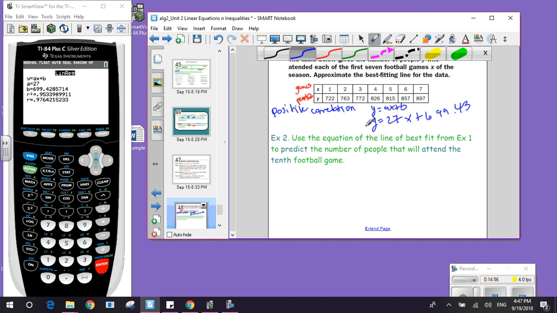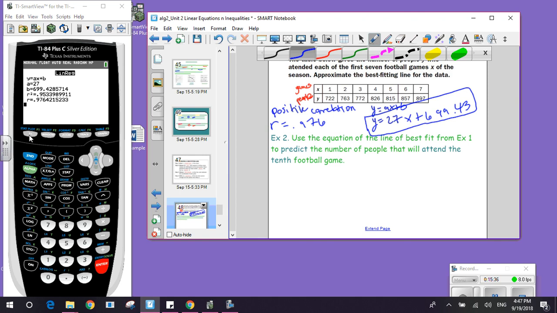So this is our best fitting line equation. If you're ever asked for an equation, this is how you would write it. It also provides the correlation coefficient, R. Don't worry about R squared, just focus on R. And it's approximately 0.976. So remember I told you the closer it is to +1, the stronger the positive relationship. So 0.97 is pretty close to 1. So we would say this has a strong positive correlation.